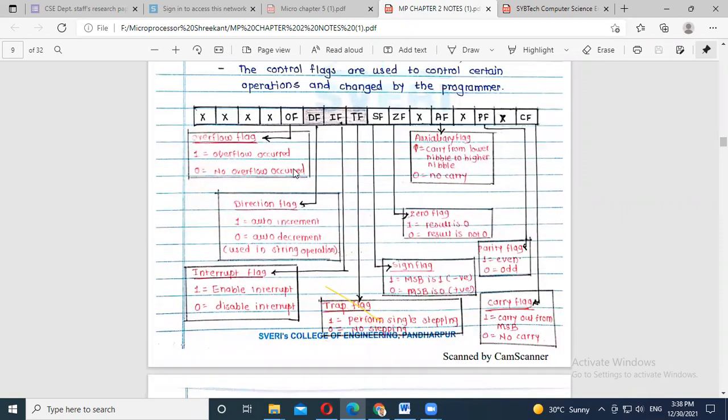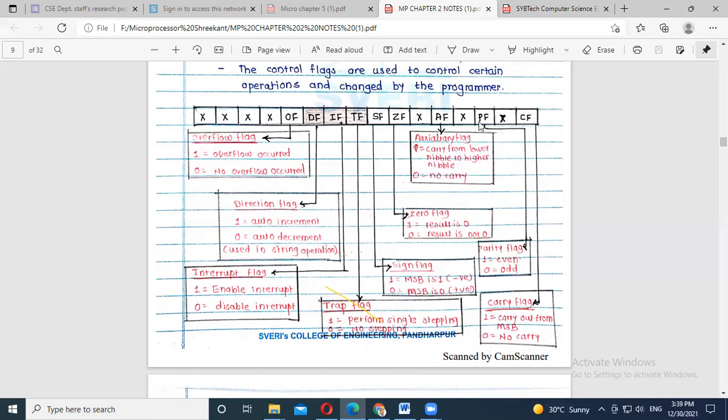As we said, the 8086 has 16 bits. From here to here, it is totally 16 bits, 8 plus 8. The first one is used for the carry flag. If the carry is high, then the carry flag is enabled. Otherwise, no carry, then the carry flag is not enabled during the operations, either arithmetic or logical.